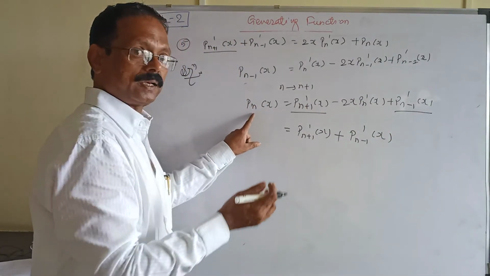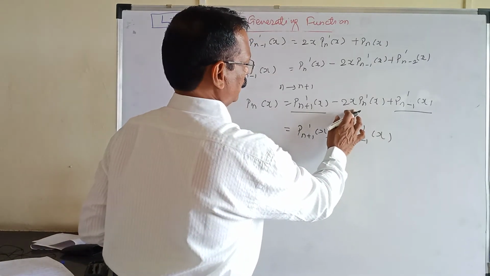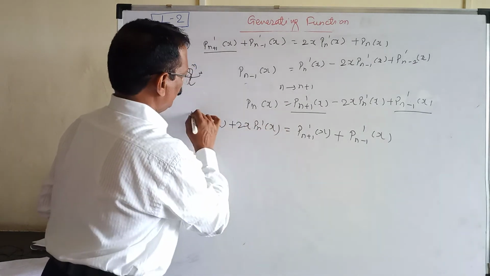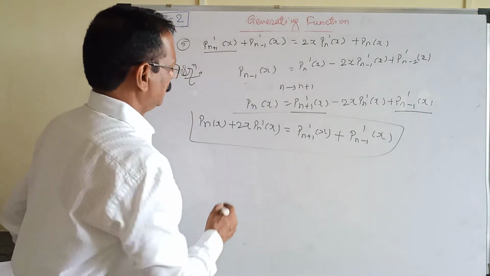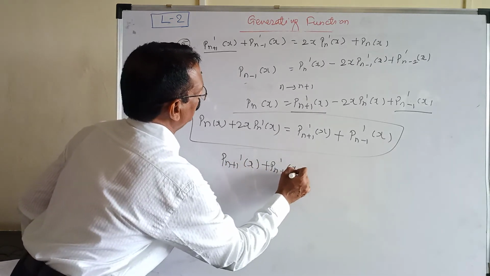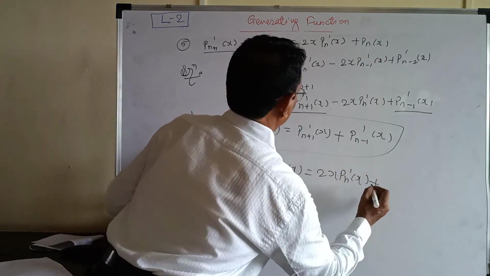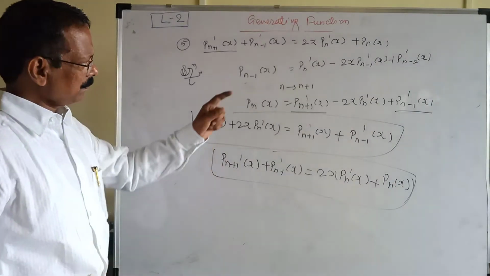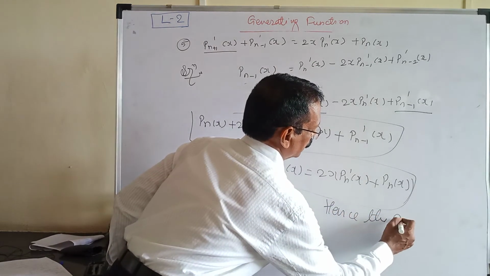Transfer all terms to the left hand side. This term is already on the left hand side: it is Pn of x. Now transfer this term to the left hand side. What do we get? Plus 2x into Pn dash of x. We get the result here. Or if you want to write in the same pattern, write it this way: Pn plus 1 dash of x plus Pn minus 1 dash of x is equal to twice x Pn dash of x plus Pn of x. So this is the proof of the given equation.